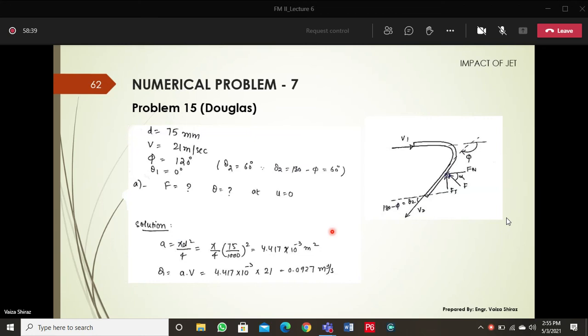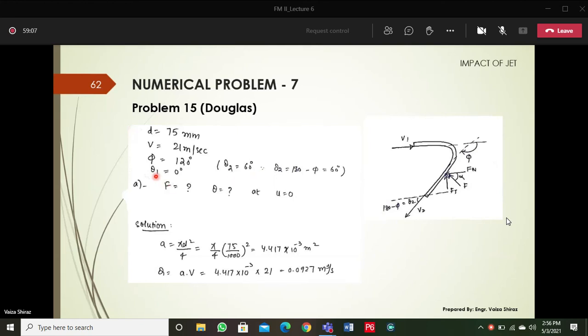In this problem, I have only written part number A, क्योंकि इस केस से रेलिवेंट है. इसका पार्ट नंबर B मैं आपको करवाऊंगी केस नंबर 7 के साथ, क्योंकि वो उससे रेलिवेंट है. ठीक है. So in this case, diameter of the jet is given, velocity is given, phi is given. You are not given theta 2. आपको phi given है, so theta 2 is 180 minus phi. It is 60 degree.